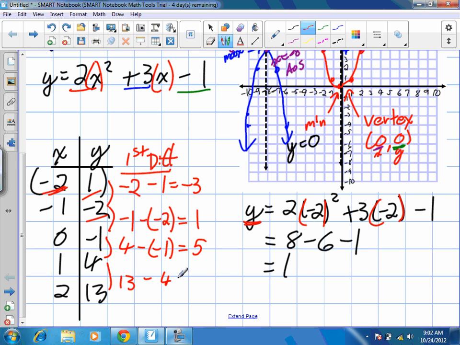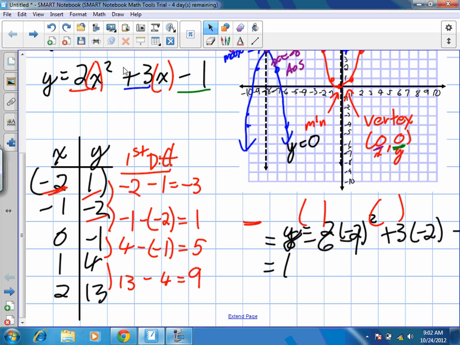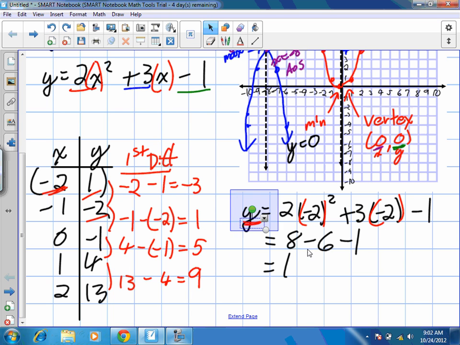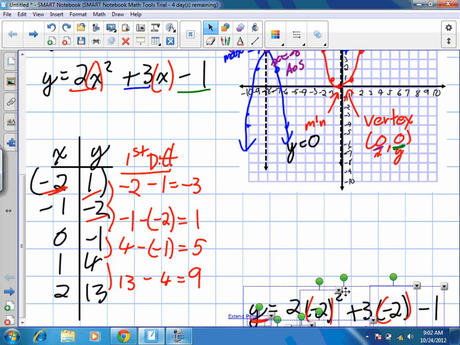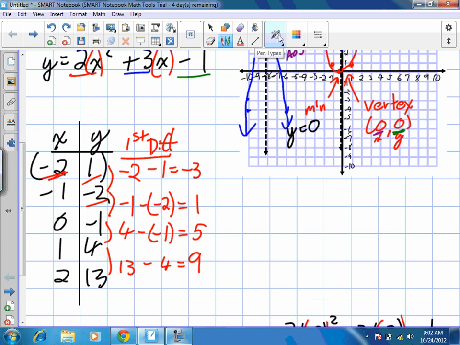Now, the values of the differences in the first difference, are they the same? -3, 1, 5, and 9 are all the same number? No. None of those are the same number. Because they're not the same, we know that this is not linear. And I'll explain that in a minute. What we mean by that is, if first differences happen to be the same, that means something would be linear. We'd have a straight line. But these ones aren't. So this is not a linear equation.